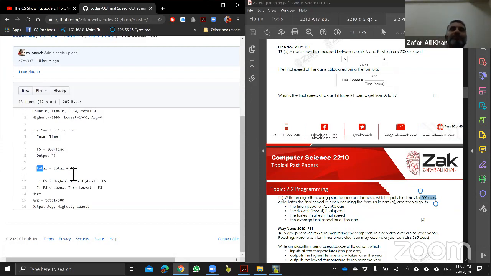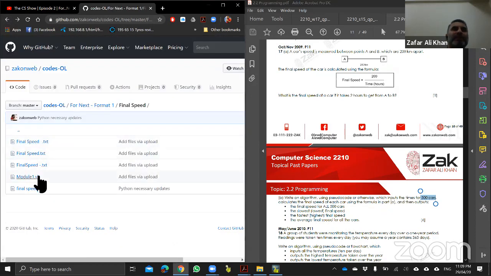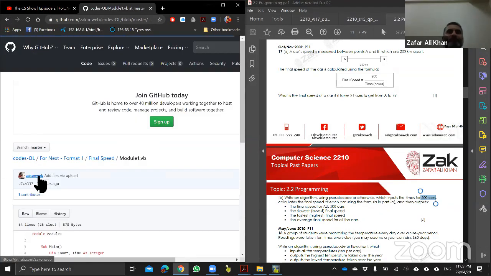And then we have to total, because it says that the final speed of each car, the slowest, the fastest, and the average. So total is found so that we could find the average at the end, and then we have to find the highest and the lowest, same analogy as per the previous question. So these two questions are identical. Now let's see how these questions are dealt with in Visual Basic.